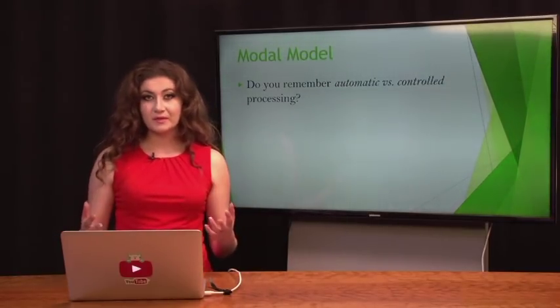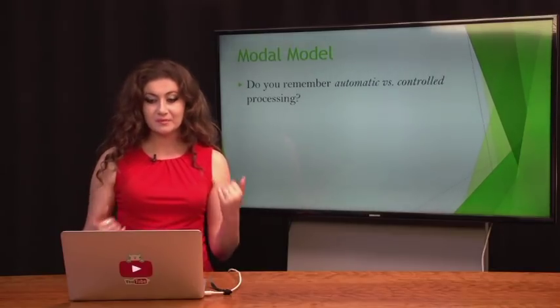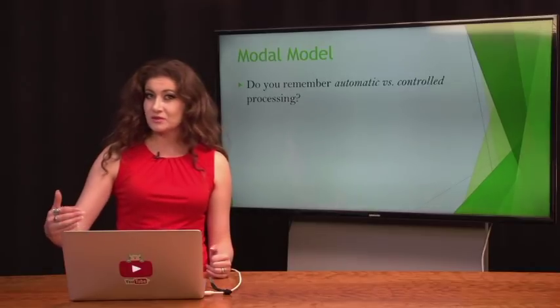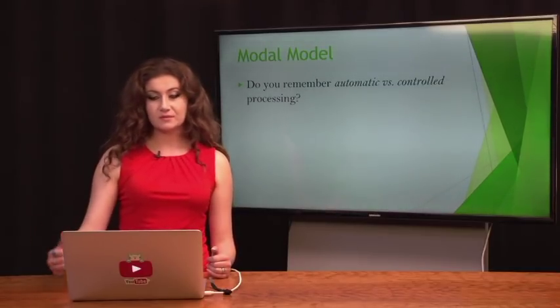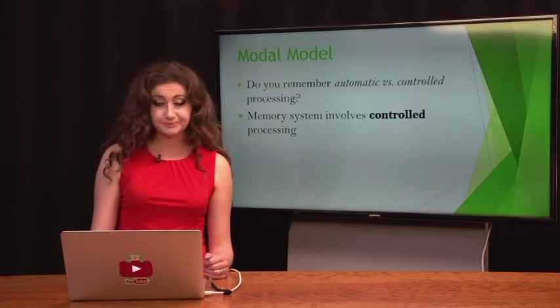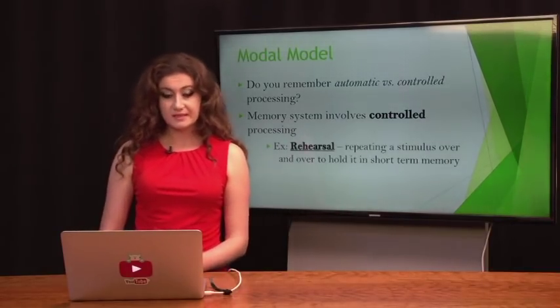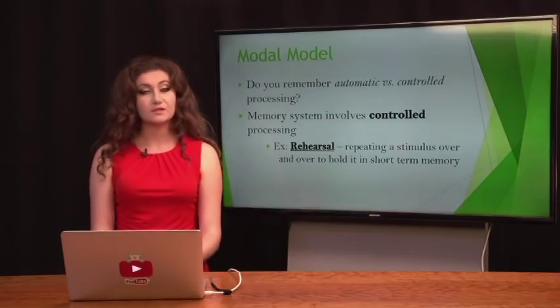In terms of memory, it's easier to remember to do things based on automatic processing, and when we actually have to try much harder to remember things, then that is more related to controlled processing. So the memory system, again, is involved in controlled processing. And one great example of that is rehearsal.